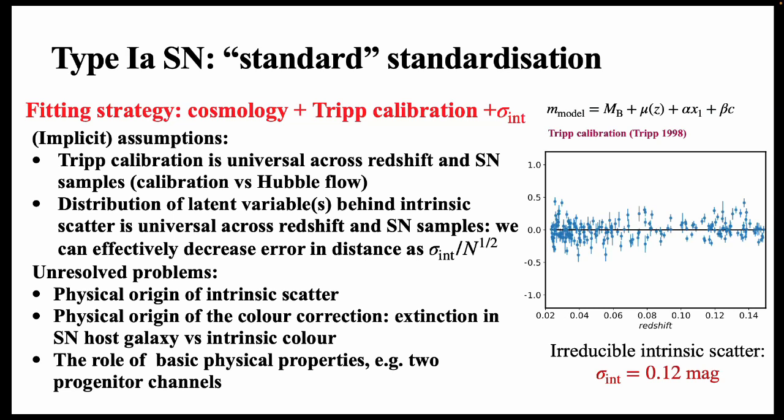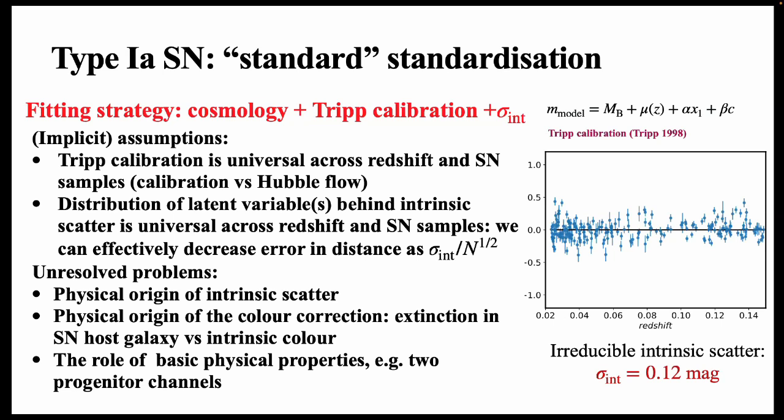First of all, Tripp calibration depends on some assumptions which are not often expressed explicitly. Tripp calibration is universal across redshifts and supernova samples. This is very important. If we, for example, propagate distances from the calibration sample to the Hubble flow, we assume that it's universal, that these two coefficients are exactly the same.